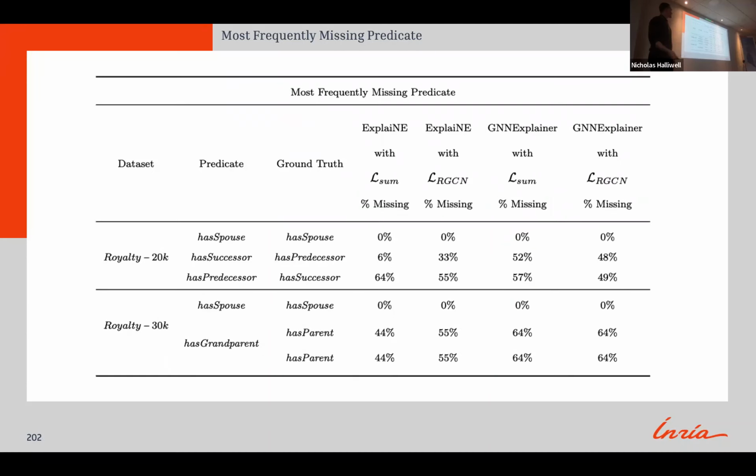So this is the most frequently missing predicate. So the penalized explainee uses the RGCN with L-sum and the explainee on the royalty 20K, but it has successor subset. Only 6% of errors contain has predecessor predicate, and for GNN explainer, it's 52% of the errors. We're missing the has predecessor.